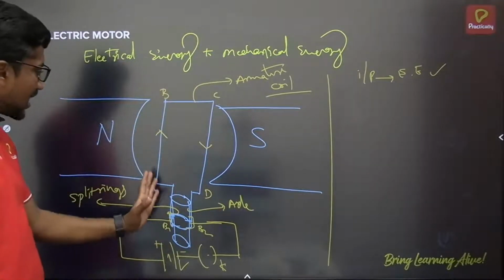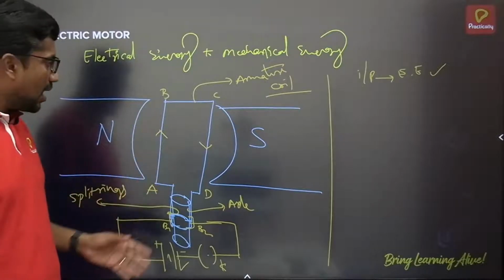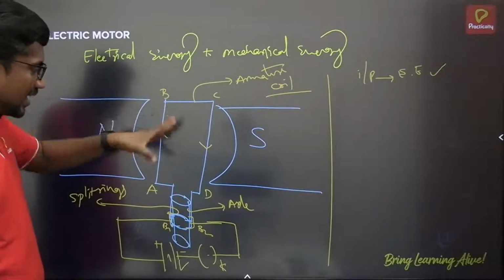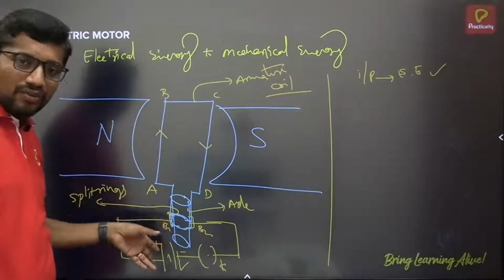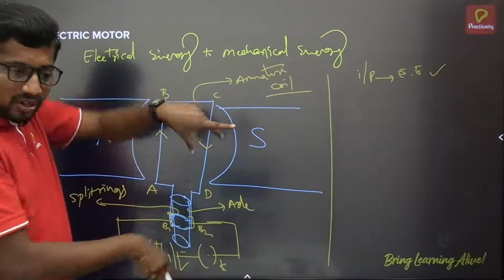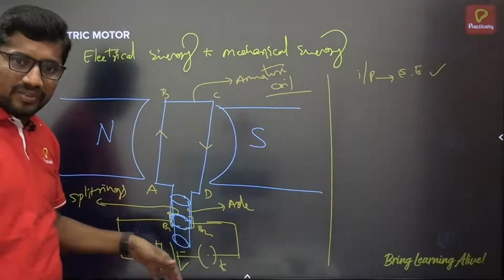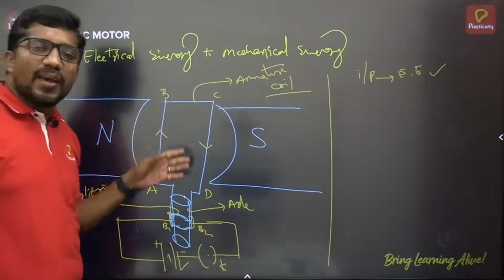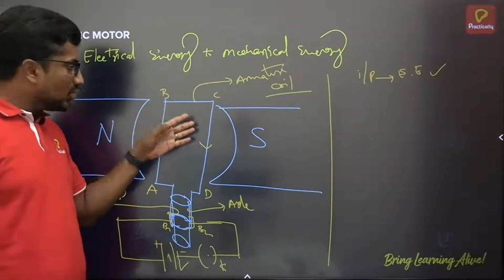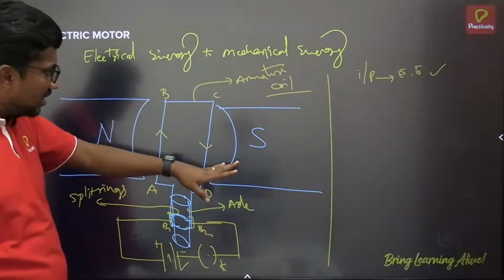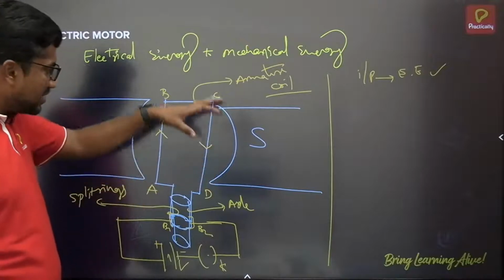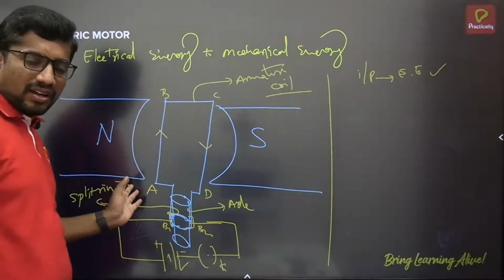That means when this current flows through the AB side, completing A to B, B to C, C to D, the AB side will start moving downward. Since the force experienced here is downward, it will be pushed down. Then what about CD? When AB goes down, the CD side will come up. Then as it has achieved sufficient momentum, that portion will make a further rotation.